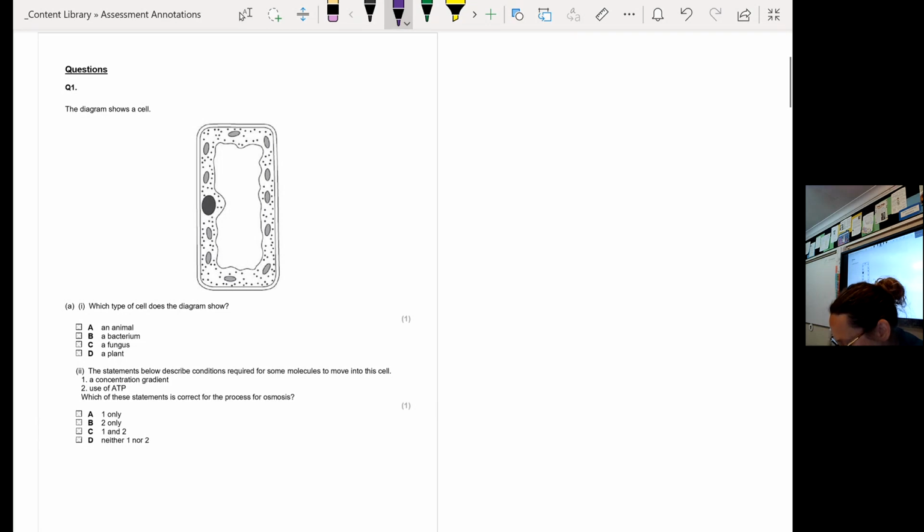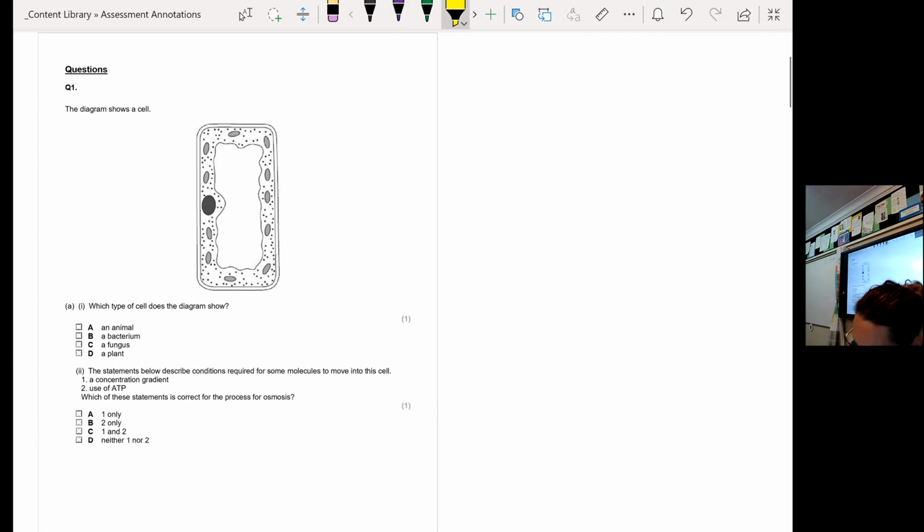Now, with multiple choice questions, just be very, very careful because they can throw you and you might think it's really simple. So always read it properly. It says, which type of cell does the diagram show? An animal, a bacterium, a fungus, and a plant. With multiple choice questions, you can always eliminate two. There's always a really silly answer.